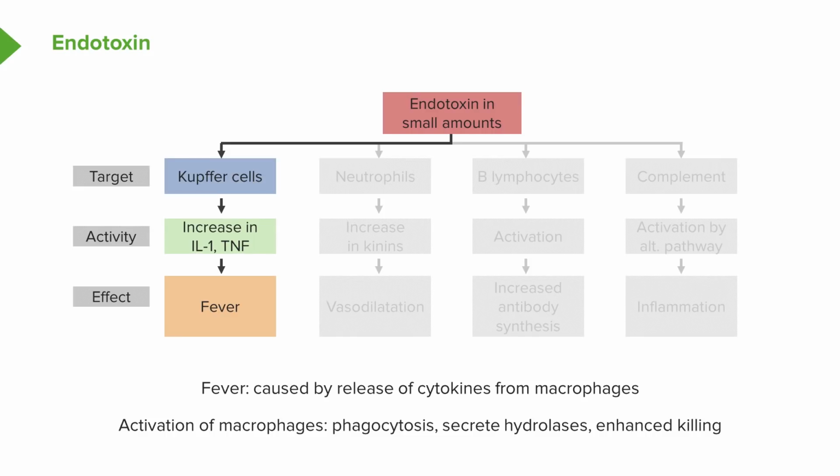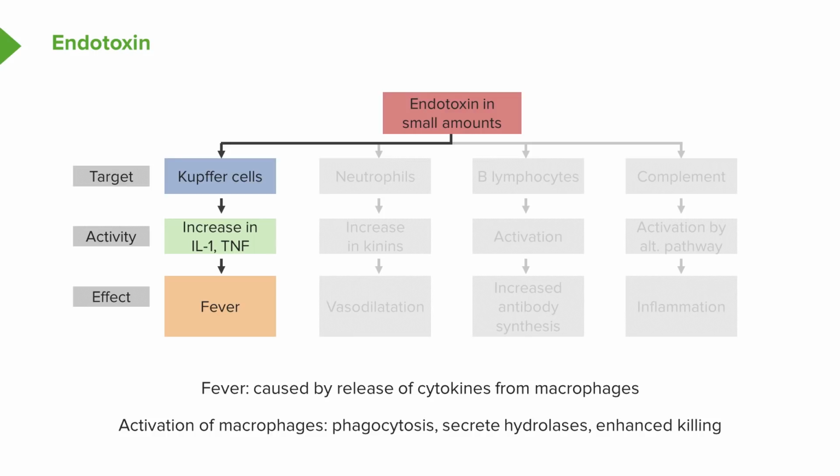Endotoxin also activates macrophages. It makes them more phagocytic. It makes them secrete hydrolases and have just more enhanced killing. The idea being, of course, there's endotoxin here, we sense it, there must be a gram-negative, we're going to kill it.